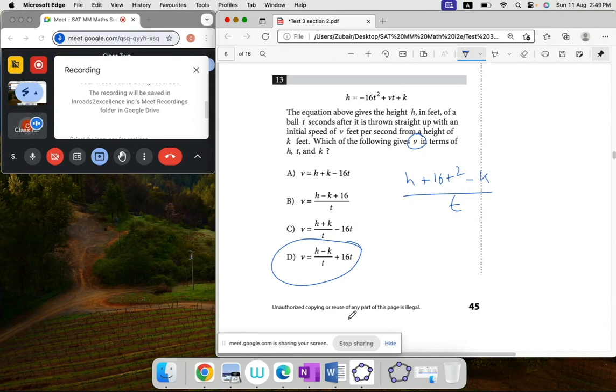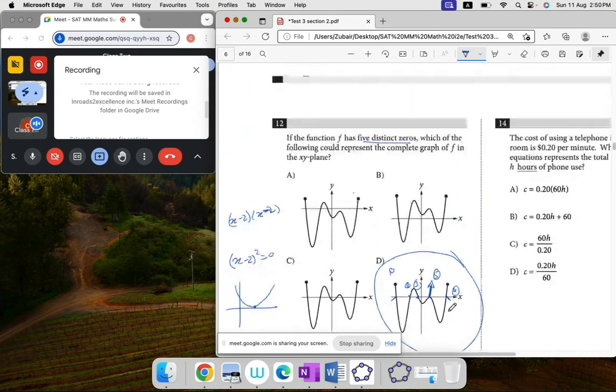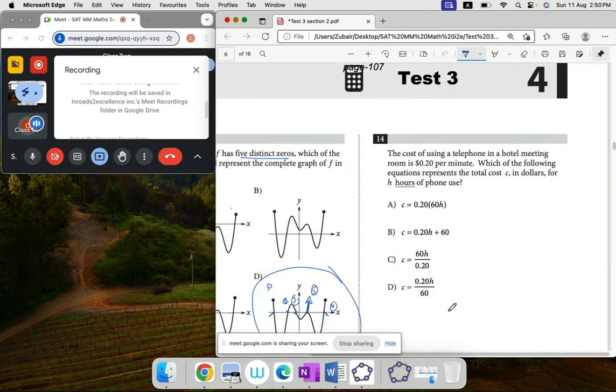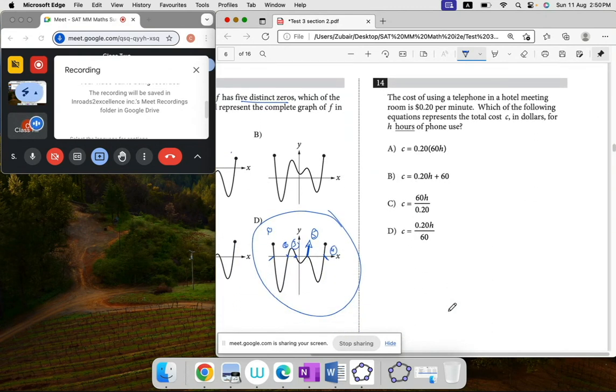Unauthorized copying and reuse of any part of this page is illegal, but we are doing this for the betterment of Earth. So the cost of using telephone, it's okay, we are doing it for a greater good. I'm not selling it out.